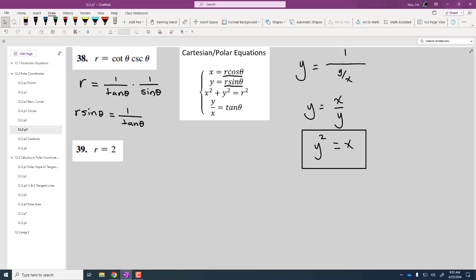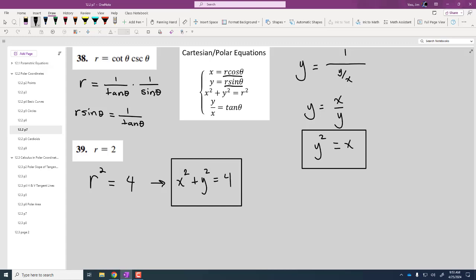We want the r to be squared, or we want the r to be grouped with a sine or a cosine. But squaring both sides is great. Squaring both sides puts us in that situation. Now we have an r squared. R squared is x squared plus y squared. And so this is going to be the circle centered at the origin of radius 2, which we should have known, right? X squared plus y squared equals a constant is a circle centered at the origin. So that's our strategy. If we have r equals a constant, we square both sides.